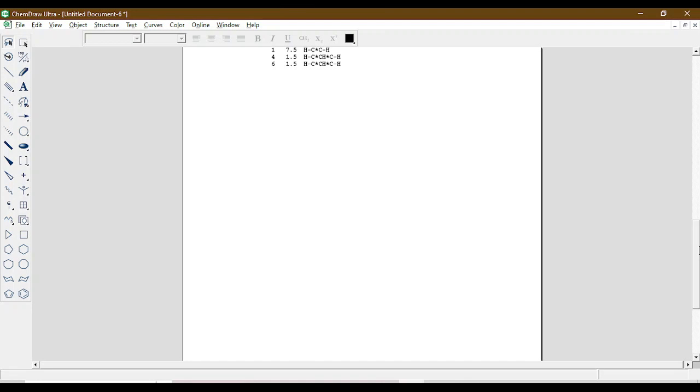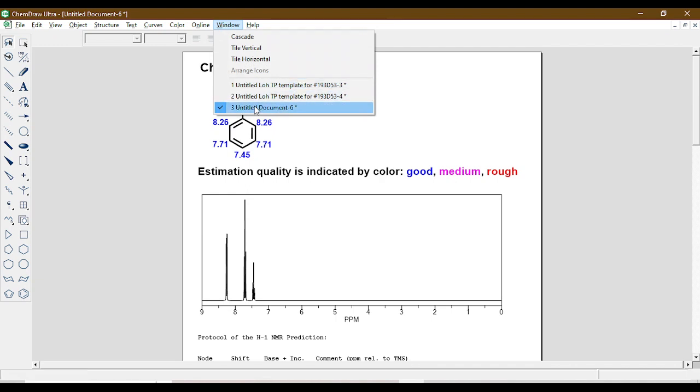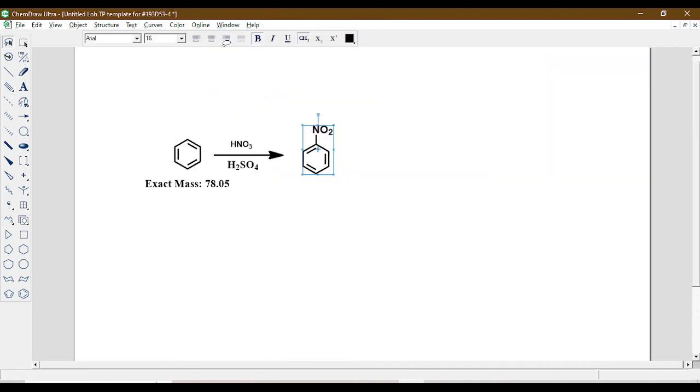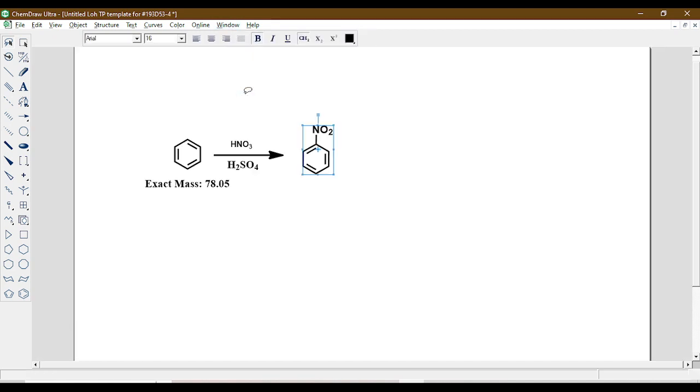Suppose you are predicting that there is a mixture of products. Let's go back to this window, and I'm going to select the second one. The first was our first window where we were drawing benzene, and this is the second window. Let's say I get a di-substituted benzene molecule instead of one nitro. There can be two nitro substitutions, one here and one here. I'm going to put the substitution. So now you have these two molecules, which can be a side reaction.